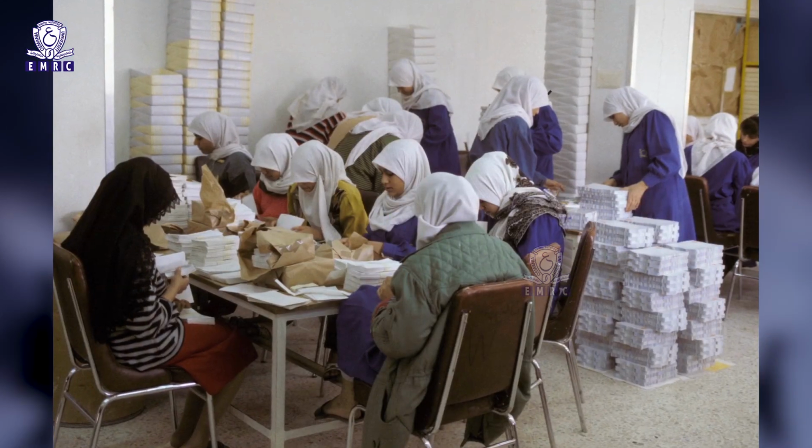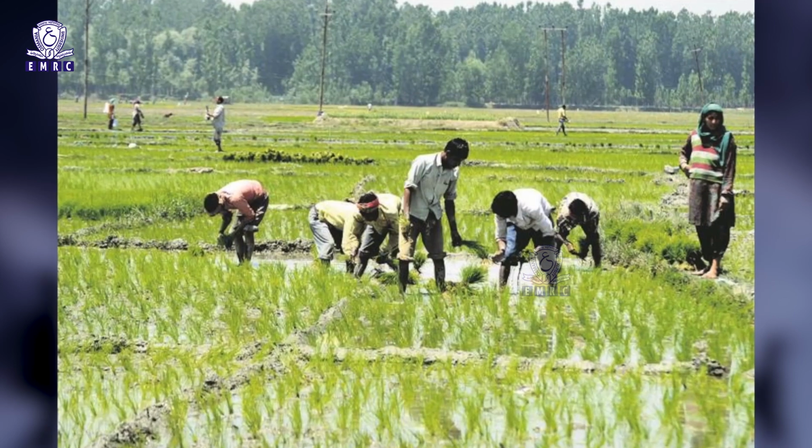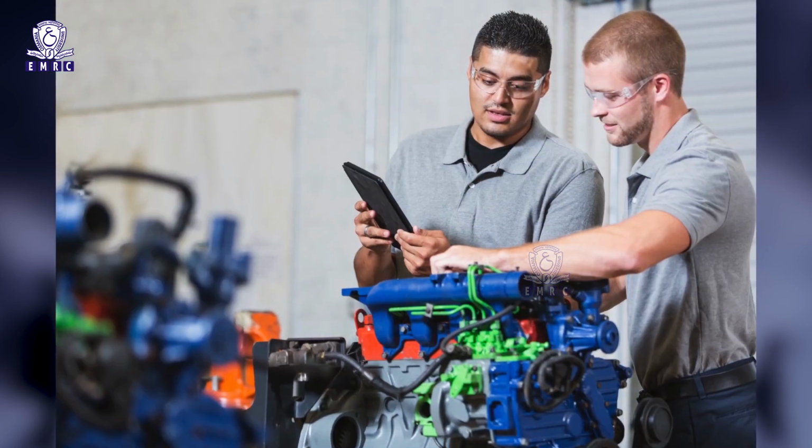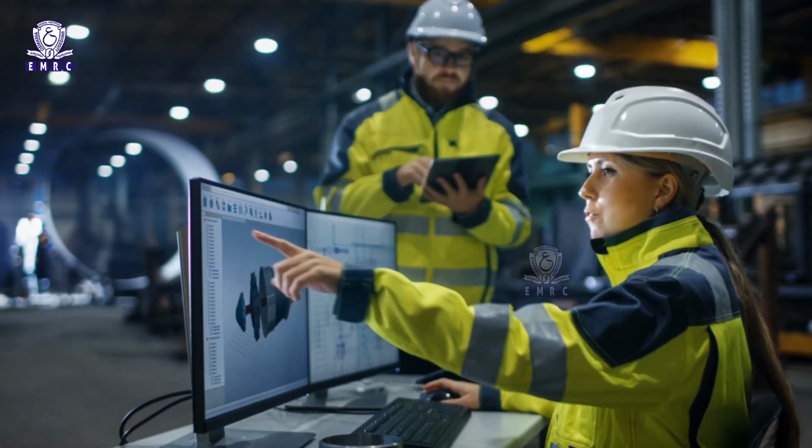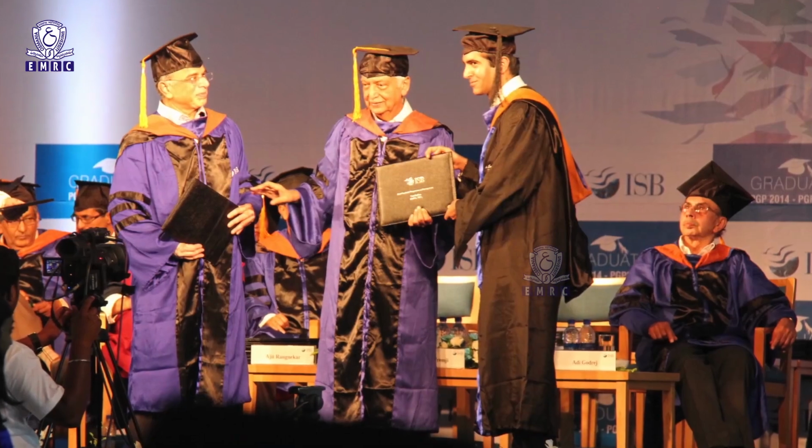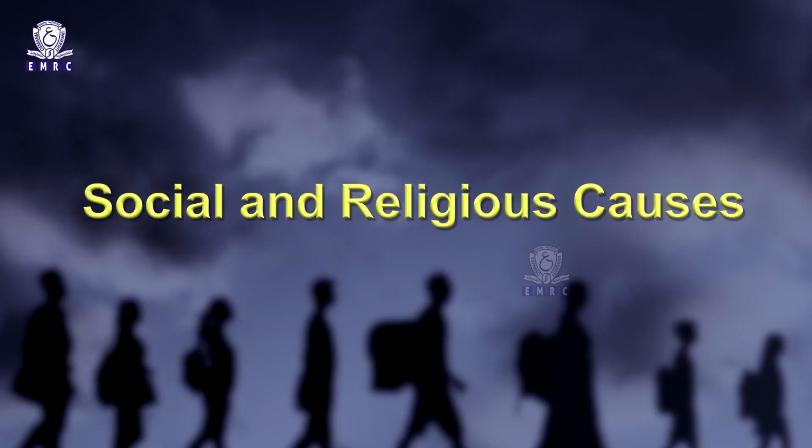The immigrants include domestic servants, agricultural laborers, unskilled workers, technicians, engineers, doctors and academicians. Each year from India alone, about 3 lakh skilled and semi-skilled people out-migrate. Coming to the fourth one, that is the social and religious causes.